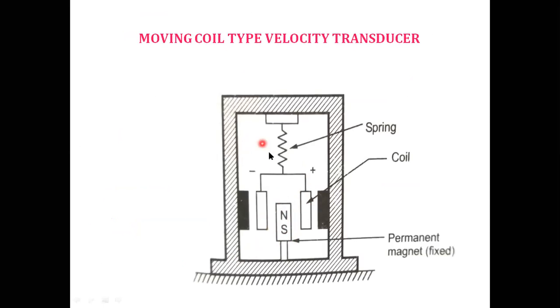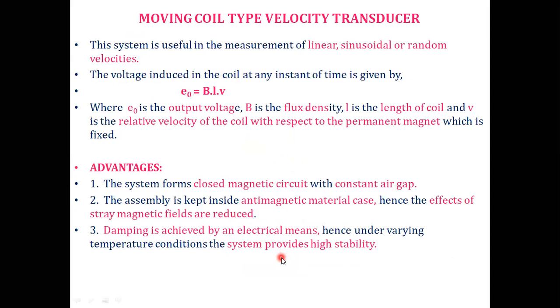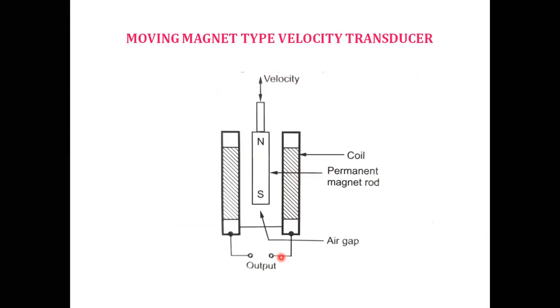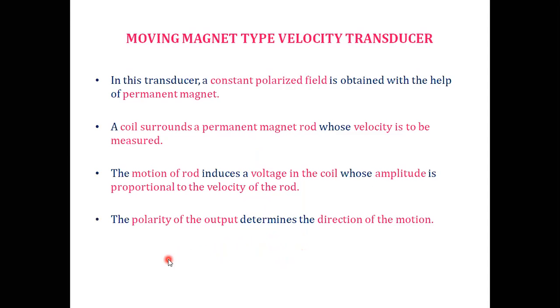The air gap is present here. This is the spring, this is the coil, and the permanent magnet is fixed in the moving coil type. Whereas in the moving magnetic type, the magnet is going to move. Coils are fixed, there is an air gap, and from the coils I am going to acquire some output. This is the constructional part. Okay.